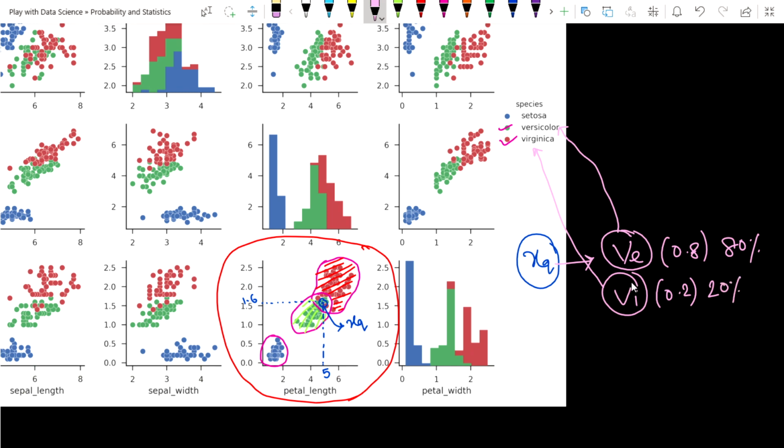This is the main thing. I am not asserting that the query point is definitely Virginica or Versicolor. I am taking some chances according to our data set: how much chance our query point is Virginica, and how much chance it is Versicolor. So using this type of concept, we need to define the probability. Here the probability concept is useful.